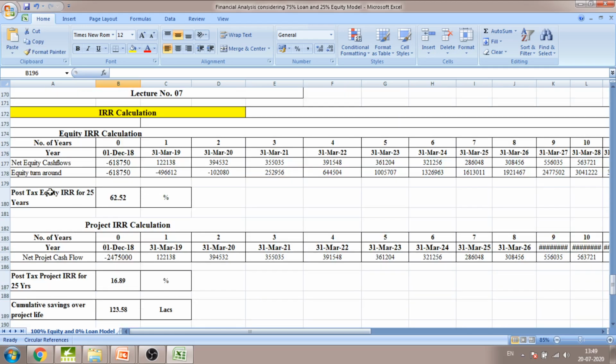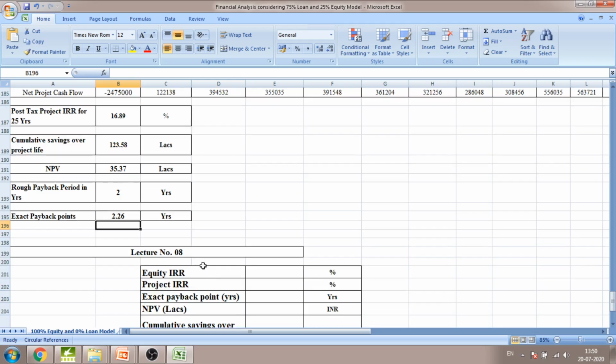As we see, the equity turnaround of the project in the first year is minus, second year is minus, but in the third year it is positive. So we can say the break-even point from which we can recover our equity and start benefiting from the solar system, the exact payback period, is 2.26 years.